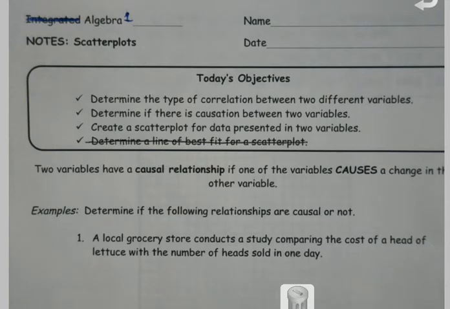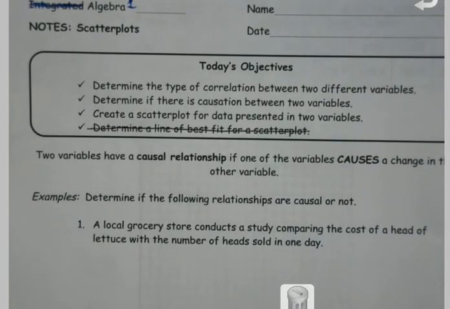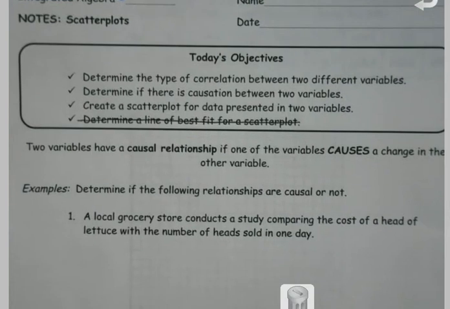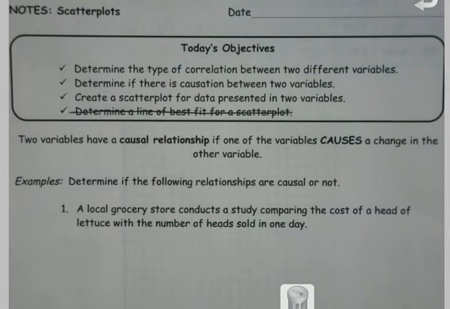We're going to start with this thing called causation. It says two variables have a causal relationship if one of the variables causes a change in the other. So, for instance, down here at number 1, a local grocery store conducts a study comparing the cost of a head of lettuce with the number of heads sold in a day. Do you think how much something costs has any impact on how much you sell of something? Would I sell more lettuce if I sold it for $1/4 a head versus $15 a head?